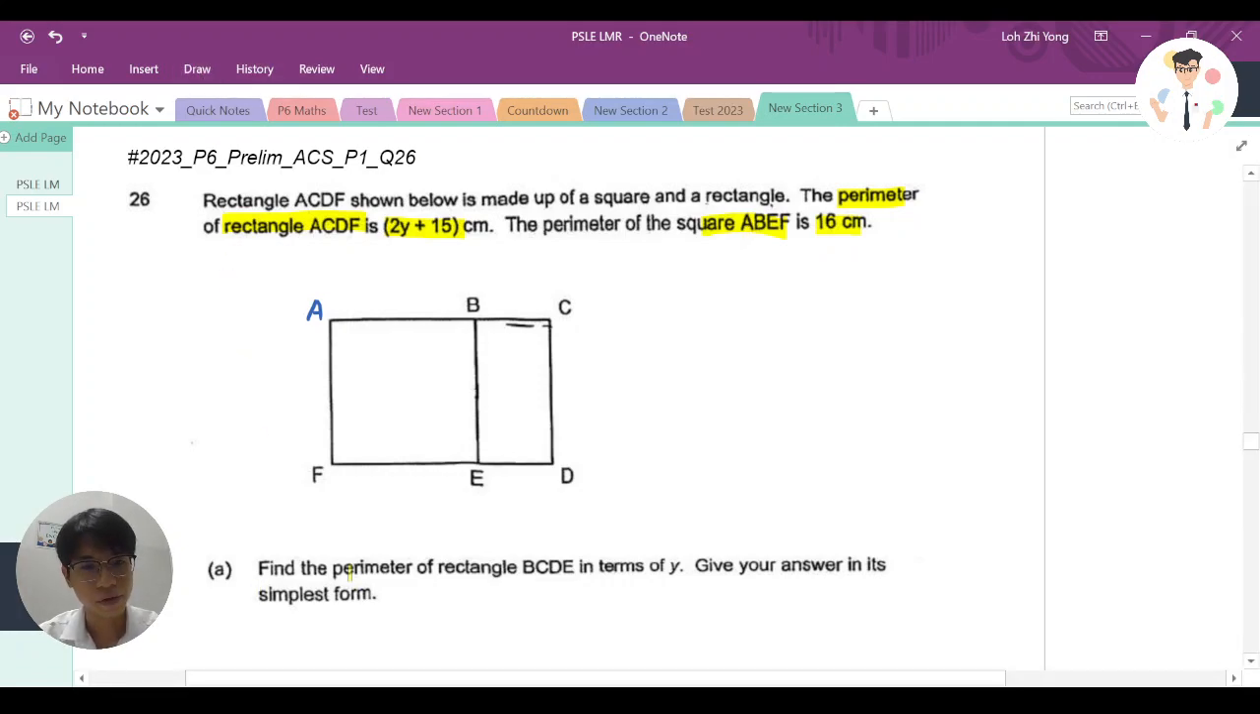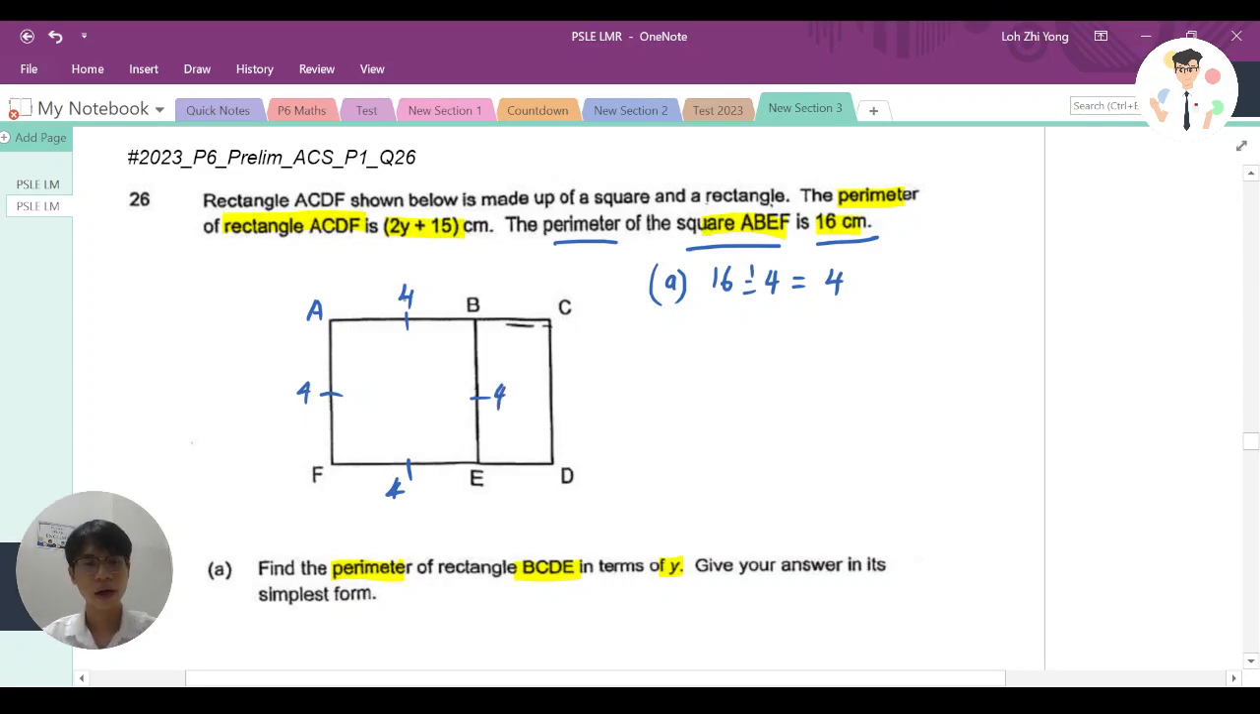And now A, find the perimeter of BCDE in terms of y. Give your answer in its simplest form. Now, the perimeter of square ABEF is 16 cm, right? So here, here, here, and here are the same. So for part A, I can use 16 divided by 4. Then I know that each side is 4, 4, 4, 4.